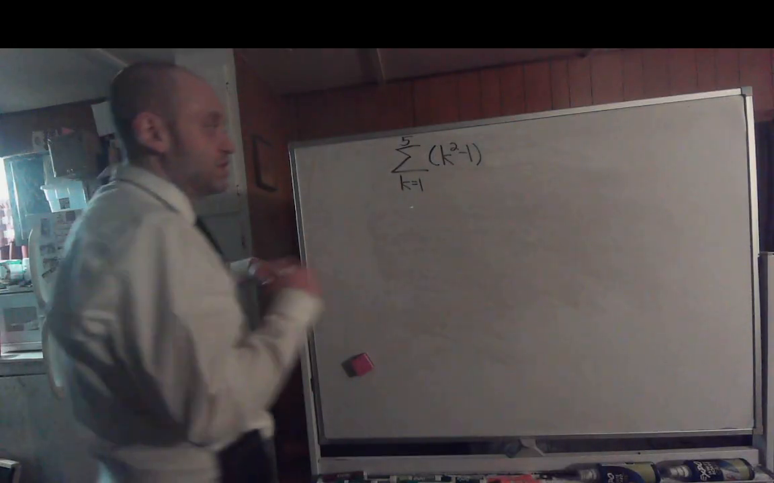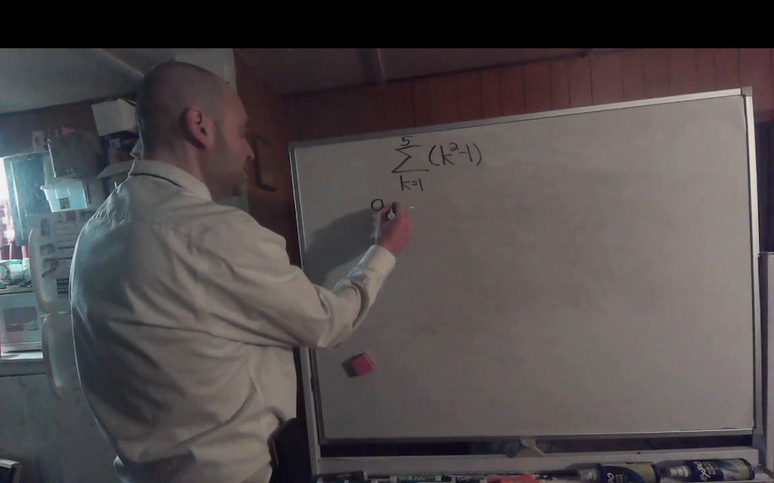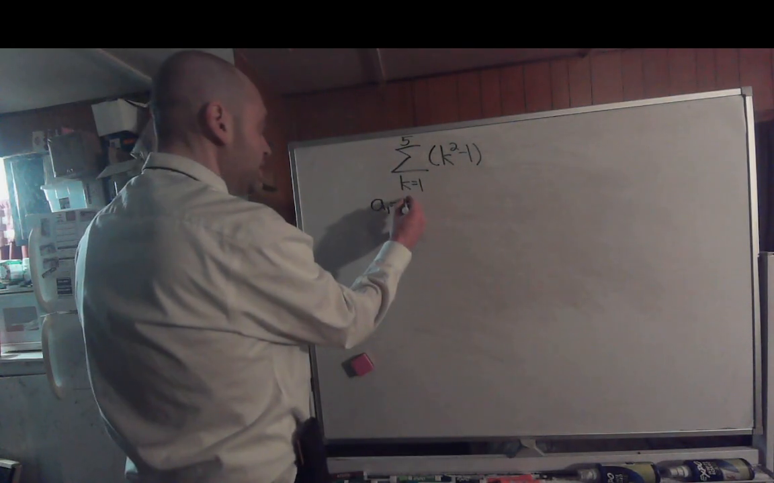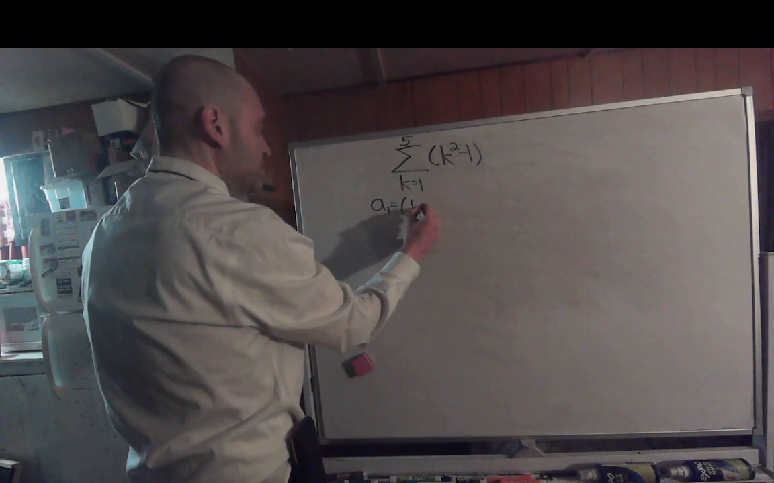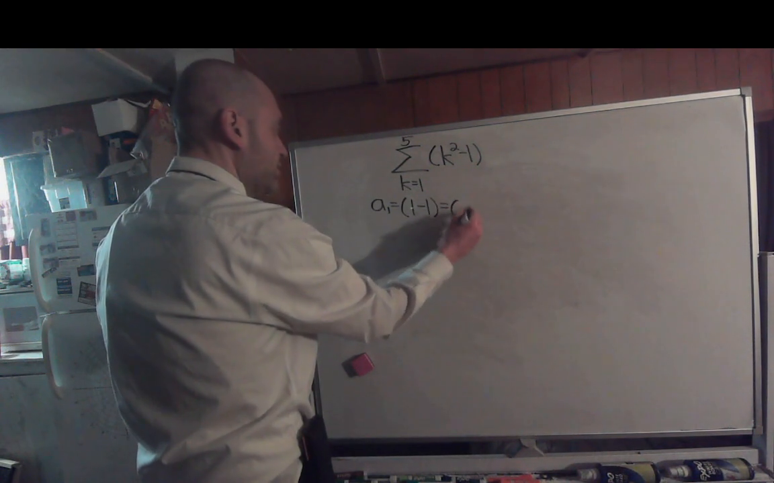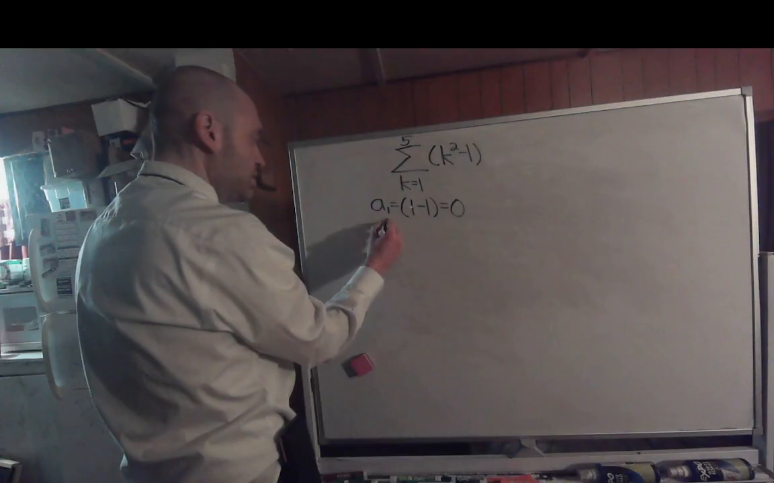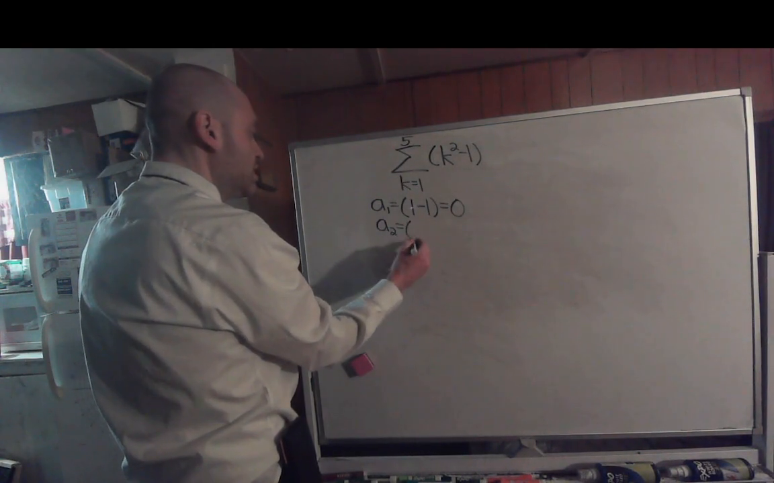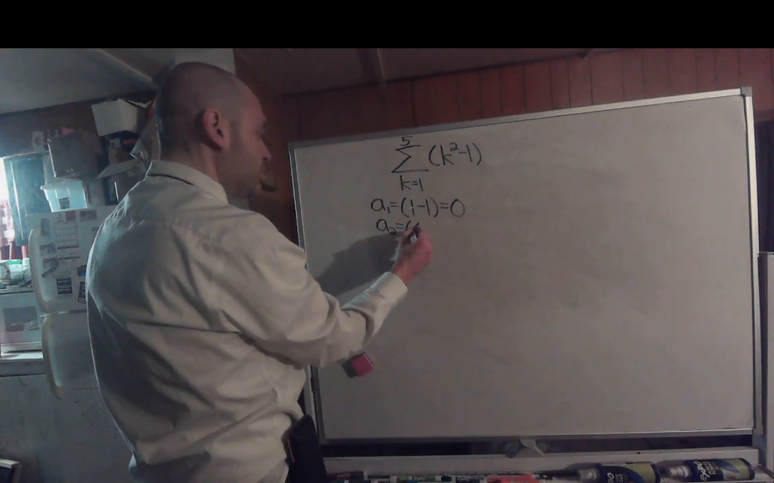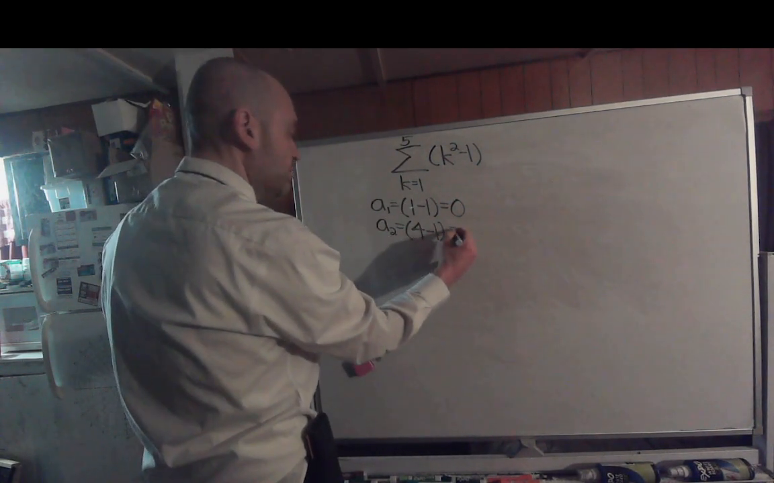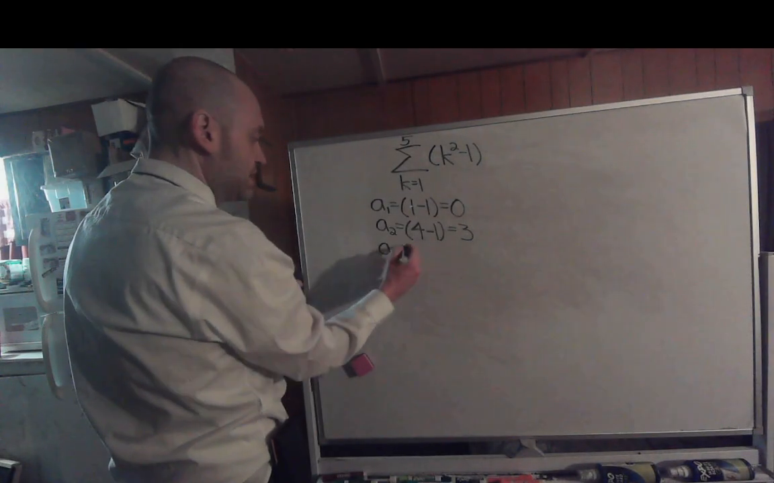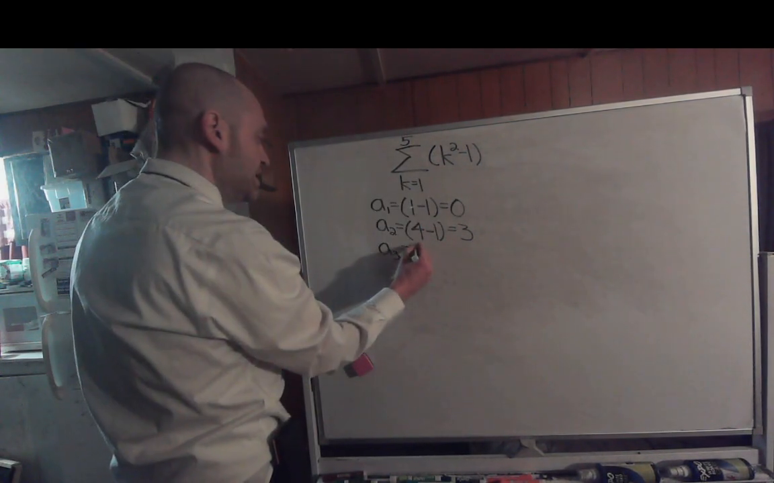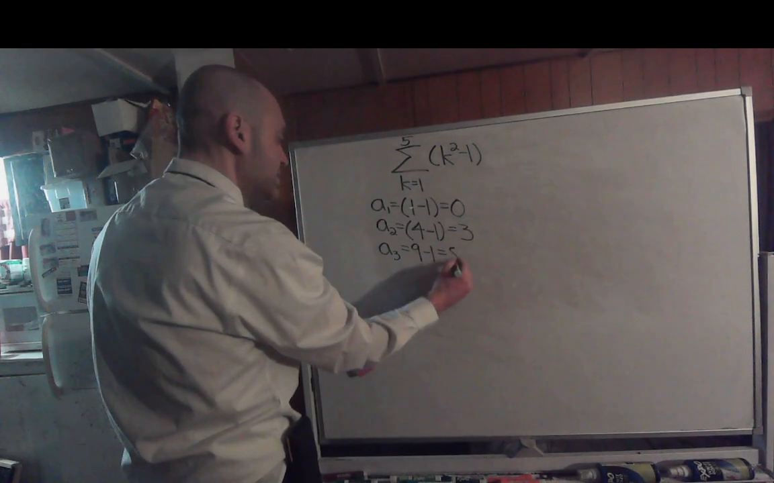So that means we need to find 5 terms, the first 5 terms of the sequence. So a sub 1, alright, if I put in 1 for k, well, 1 squared is 1, so I'll get 1 minus 1, which would give me 0. The first term, 0. Second term now, if I take 2 to the second, I get 4, so this would be 4 minus 1, which would equal 3. A sub 3, if I take 3 to the second, that's 9 minus 1, which would give me 8.